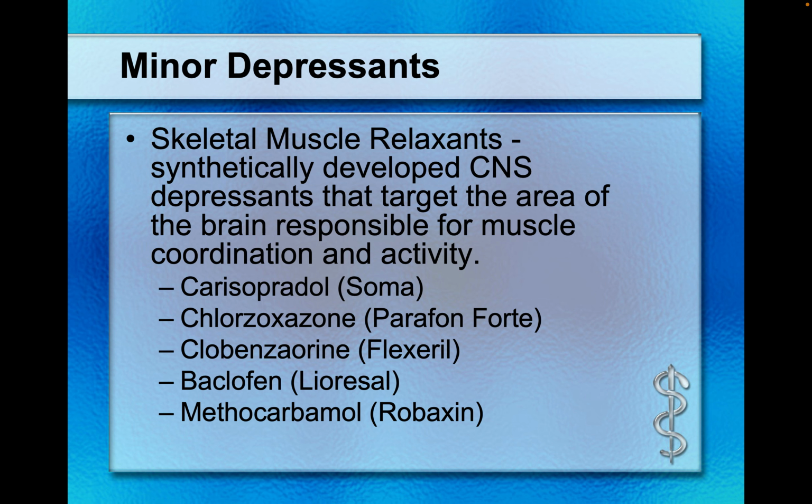Skeletal muscle relaxants are synthetically developed central nervous system depressants that target the area of the brain responsible for muscle coordination and activity. They include carisoprodol, also known as Soma, chlorzoxazone, also known as Parafon Forte, cyclobenzaprine, also known as Flexeril, baclofen, which is also known as Lioresal, and methocarbamol, which is also known as Robaxin. When I was working in medicine, of course, Soma, Parafon Forte, Flexeril, and Robaxin were fairly popular.